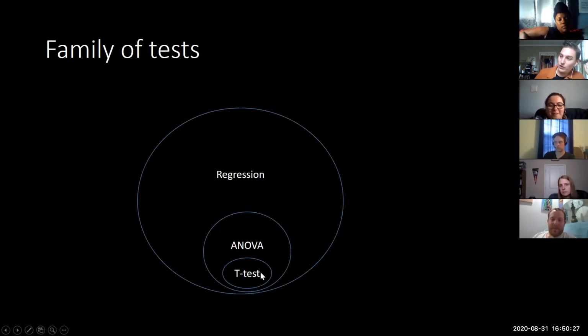As far as t-tests go, t-tests are a specific type of an ANOVA, and an ANOVA is a specific type of regression. So we're learning about regression. It's this big super umbrella, a bigger category that holds everything else. By learning regression, you're learning how to do these other things also.